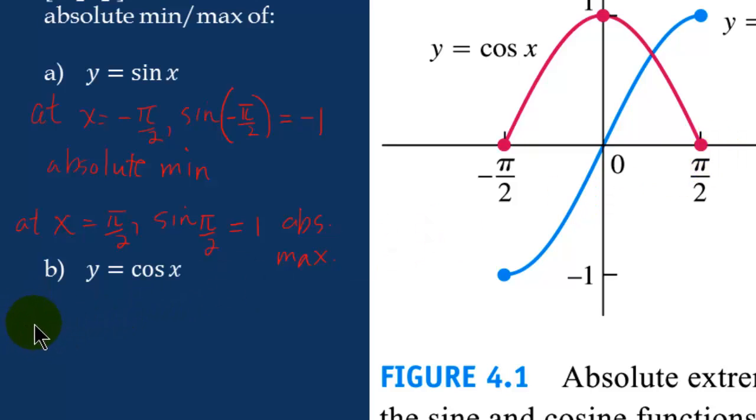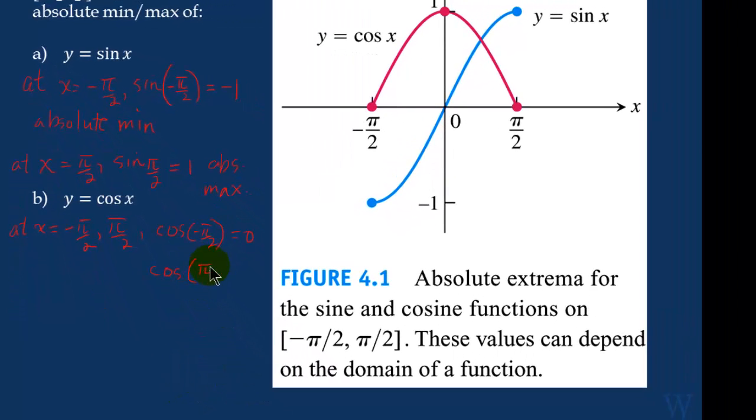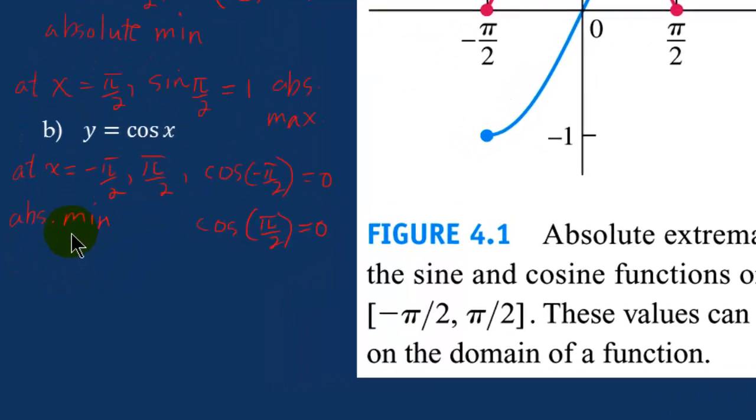Okay, now for the cosine function, which is the red curve, we can see that the absolute minimum occurs at the two endpoints. So at x equal to minus pi over 2, as well as pi over 2, the cosine of minus pi over 2 is equal to 0. At the same time, the cosine of pi over 2 is equal to 0. And so the absolute minimum occurs in 2 points.